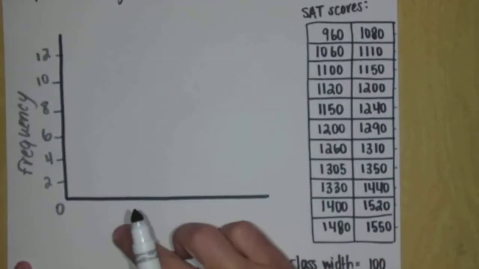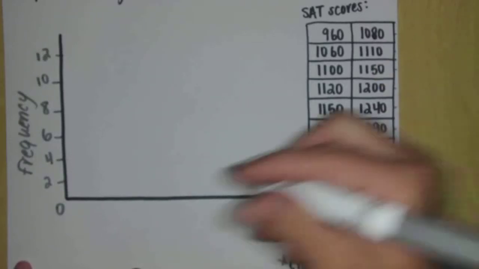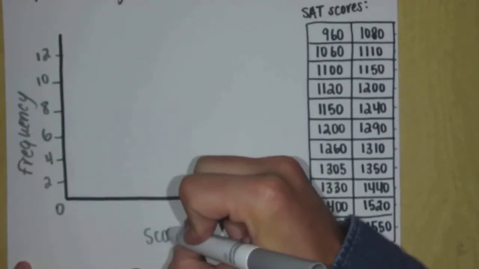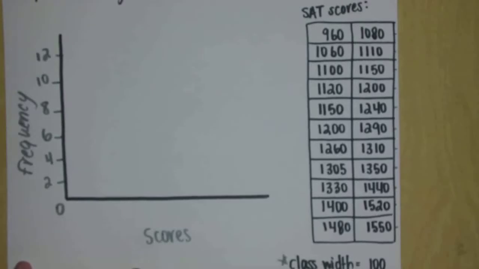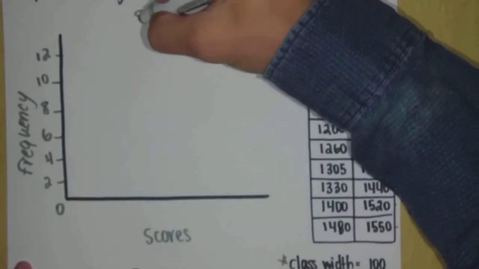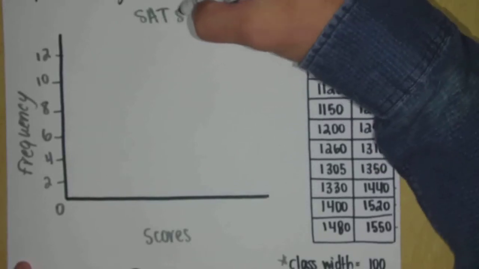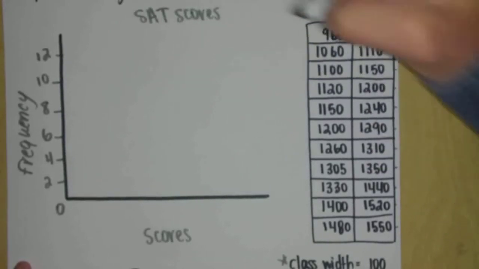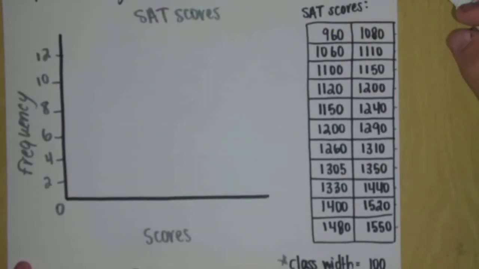Then across the bottom, I'm going to represent what we're looking at. These are scores. And I'll get back to the class width last, because that's usually one of the harder parts, but an appropriate title could be SAT scores. And we don't know whose scores these are, so we'll just leave it at that. And now we're ready to make our classes.